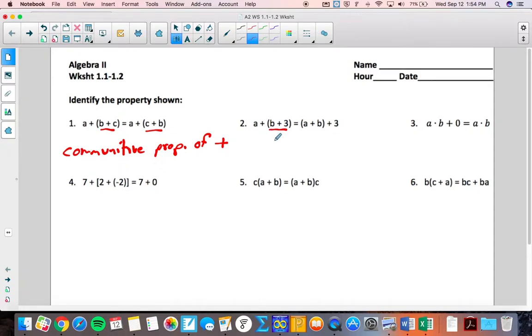We have b plus 3. And on the other side of the equal sign, what's changed is now we have b plus a. So now the b is getting added with 3 on one side and with a on the other side. Now there's 3 values being rearranged. And so that makes it now the associative property.